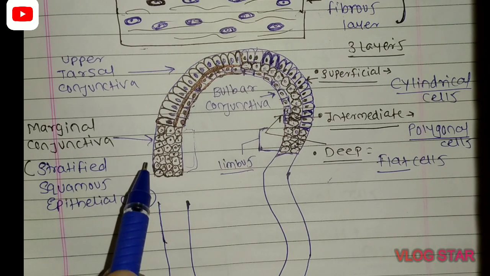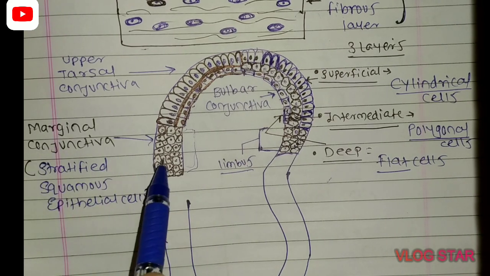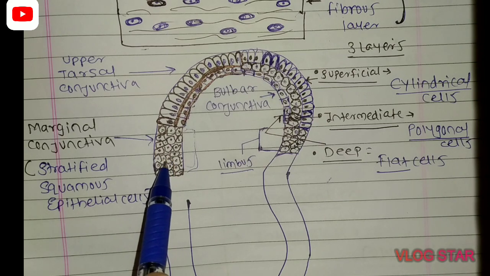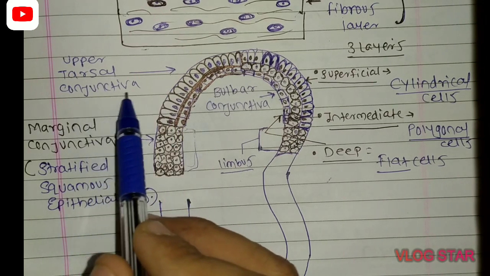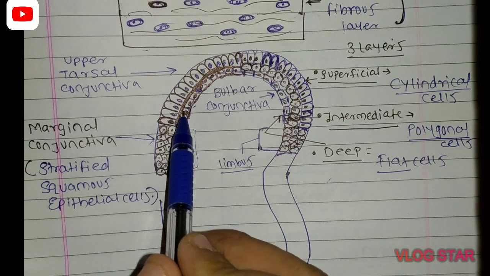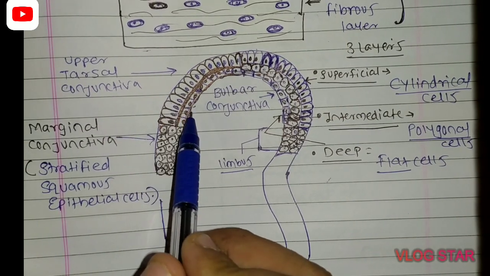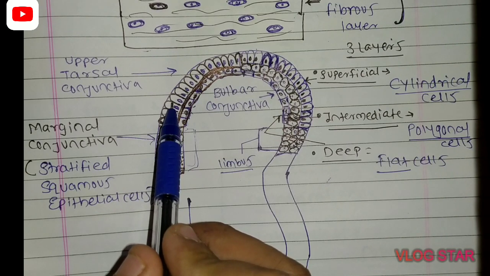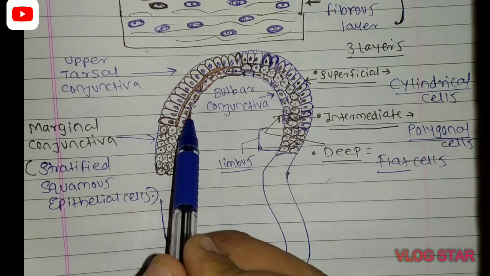So again I will recap. This marginal conjunctiva is made up of one type of cell, that is stratified squamous epithelial cells. Then comes the upper tarsal conjunctiva. Here we will see that there are two layers, superficial layer and deep layer. The superficial layer is formed by cylindrical cells and the deep layer is formed by flat cells.